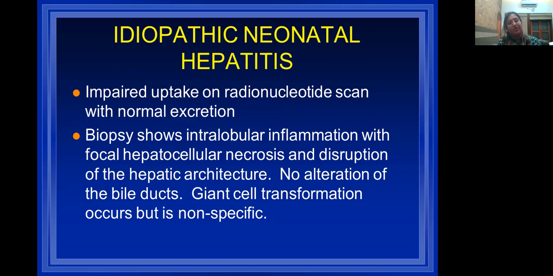Here, the biopsy first of all shows intralobular inflammation, whereas there were normal lobules in case of EHBA, with focal hepatocellular necrosis and disruption of the hepatic architecture. There is no alteration of the bile ducts. Giant cell transformation occurs, but it is non-specific. So this is more in terms of biopsy showing cirrhosis and necrosis-like findings, and the bile duct structure is intact here.